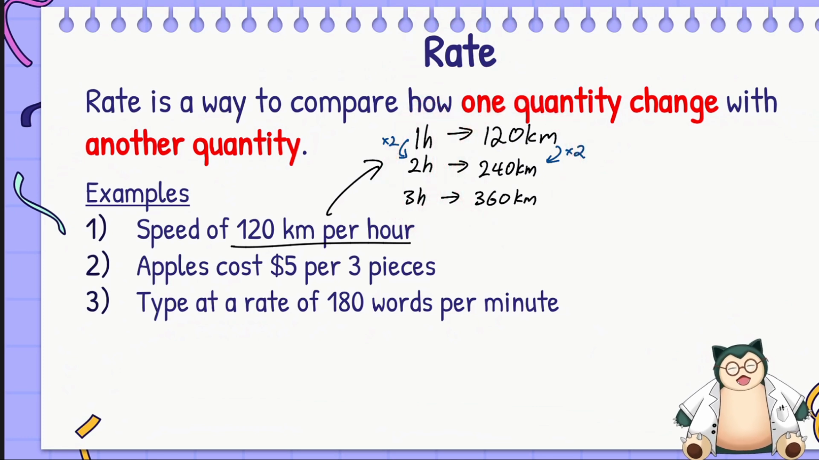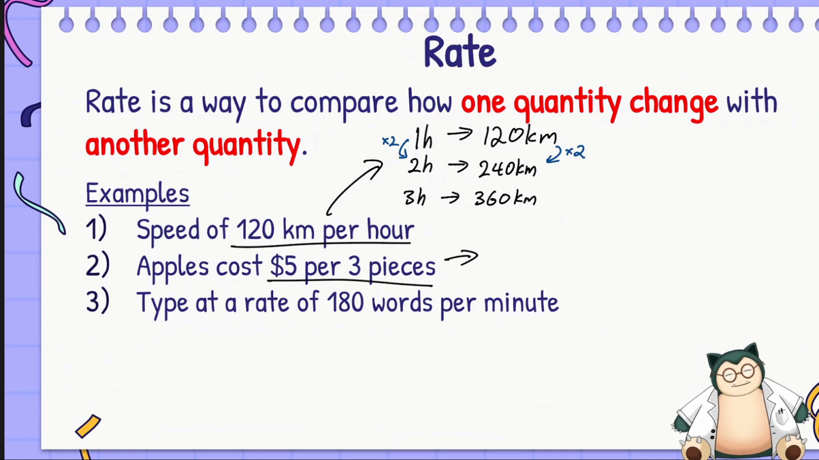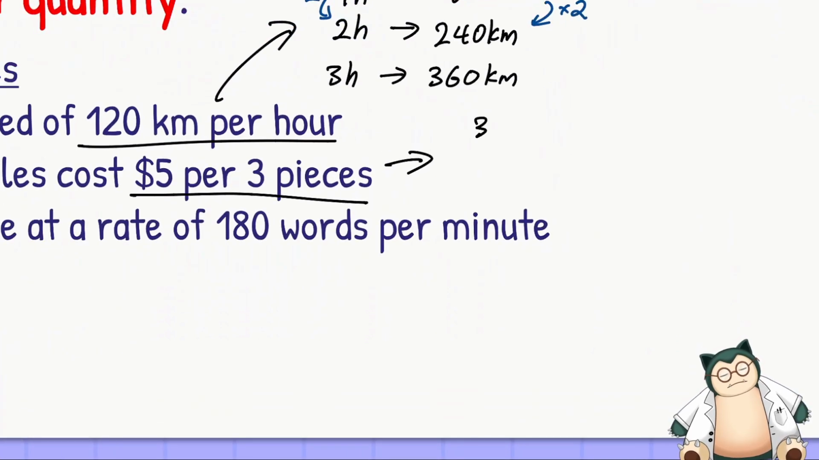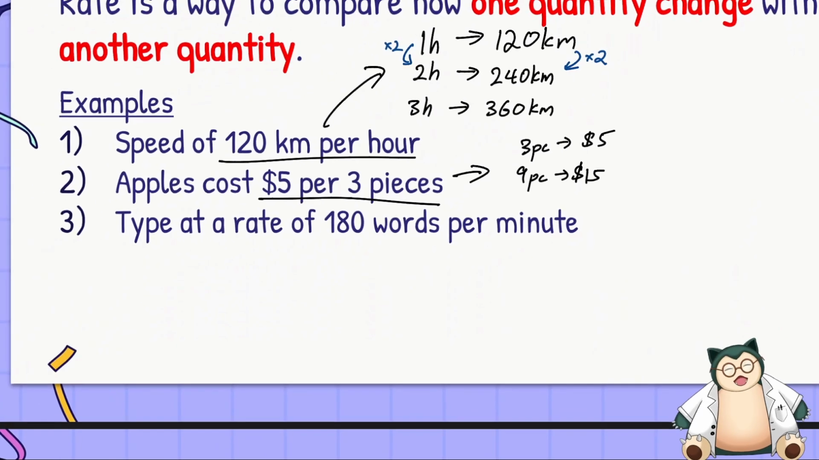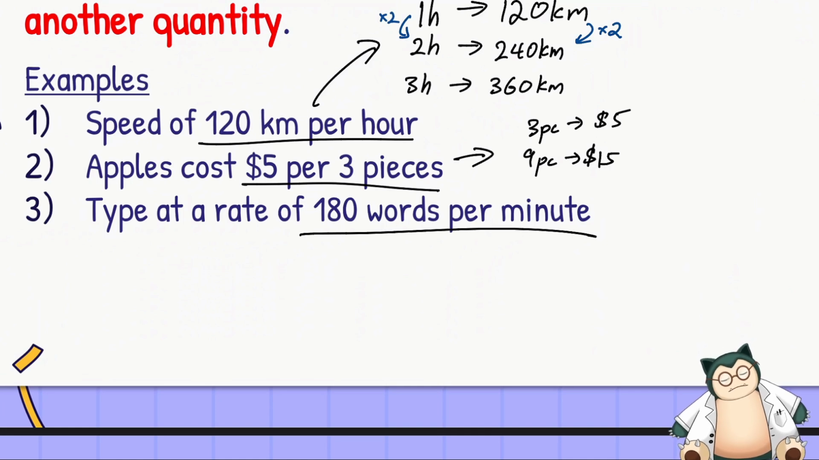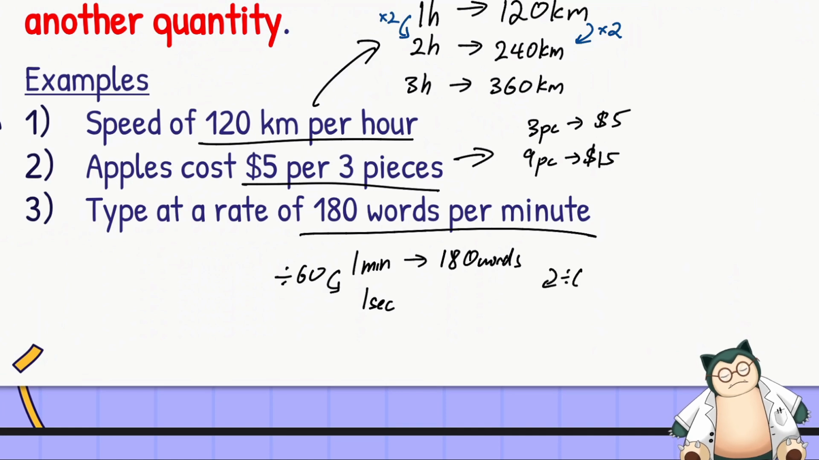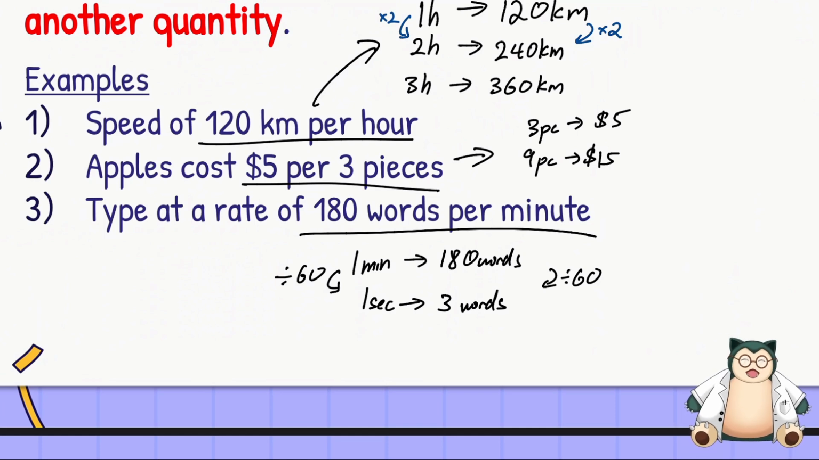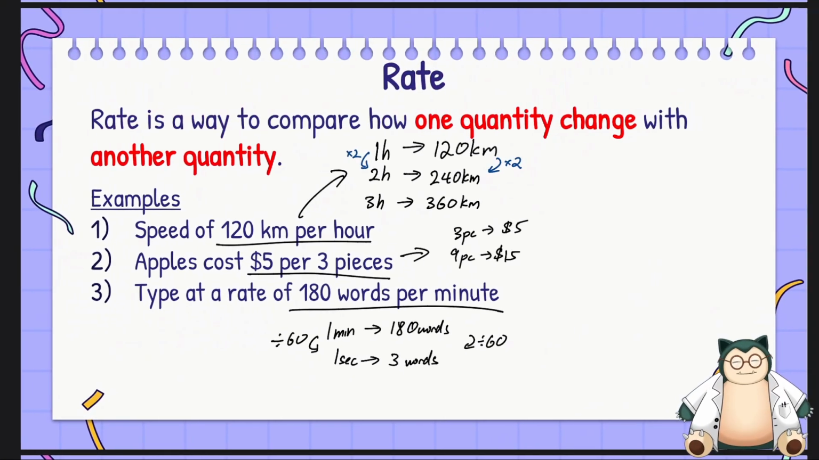Okay, there are other kinds of rate as well. For example, cost of apples. If 3 pieces cost $5, then maybe we can talk about 9 pieces. It can cost $15, assuming of course there's no bulk discount. Let's say typing rate. Let's say in 1 minute I can type 180 words. What about 1 second? I simply divide by 60 on both sides and I can type 3 words per second. This will be the rate at which you type. Is that clear so far?